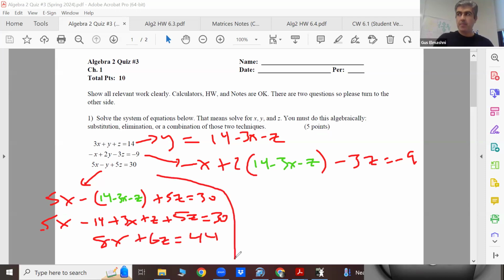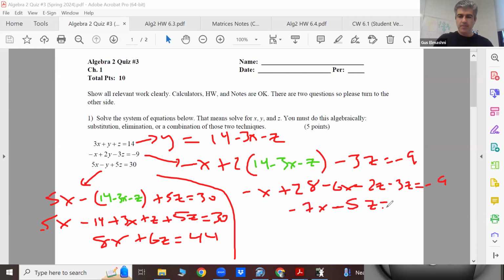Okay, we're good on that. Do it again for the next one. Negative x plus what, guys? Keep going. 2 times 14, 28. And feel free to take notes. You can take notes on the quiz if you need to. Negative 2z minus 3z equals negative 9. Okay, let's keep going. Negative 7x minus 5z equals negative 37.